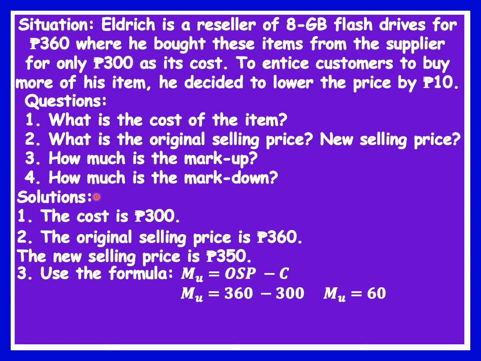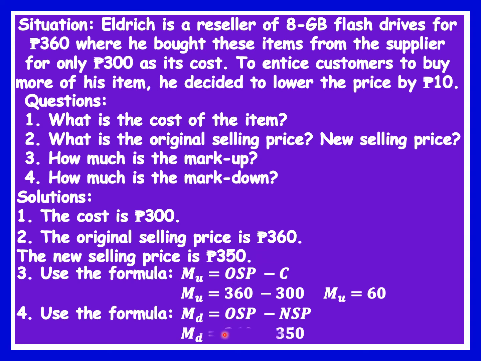Then, number 4, how much is the markdown? So, we have markup, mark-on, and markdown. There is a reduction of price, so that is our markdown, which is 10 pesos. To solve for that, we use the formula M sub D, or markdown, equals the original selling price minus the new selling price. Our original selling price is 360, our new selling price is 350. Therefore, 360 minus 350, our M sub D is 10.